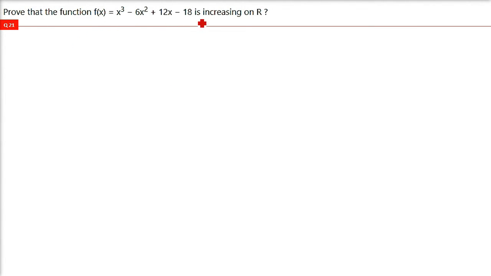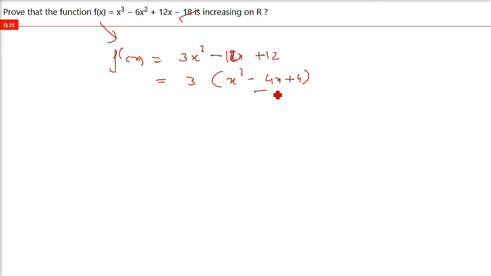Prove that the function, this one, is increasing on R. So f dash x will be equal to 3x square minus 12x plus 12, and 18 will be 0. So when we take f dash x, I'm taking 3 as common: 3 times x square minus 4x plus 4. Now you already know x square minus 4x plus 4 is x minus 2 whole square. You already know that from algebra.